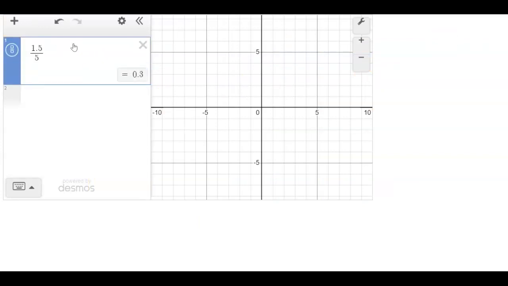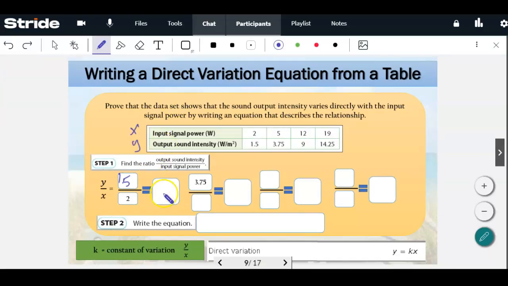1.5 over 2 is 0.75. So 0.75. And then 3.75 over 5, and you can do the math there, is also 0.75. And then the 9 over 12, when you divide that, it's 0.75, and so on. That all comes out to 0.75.